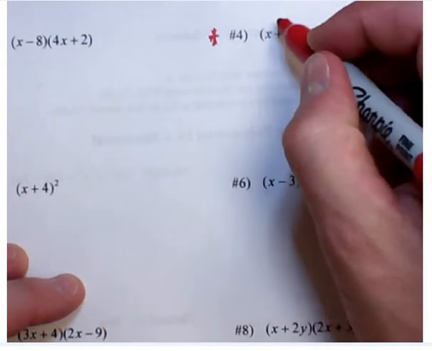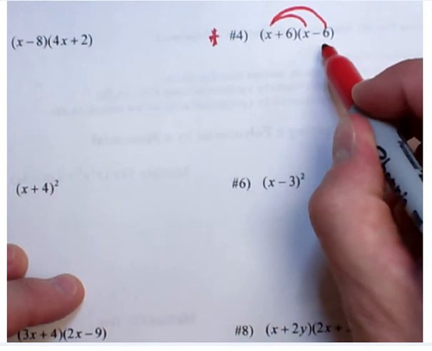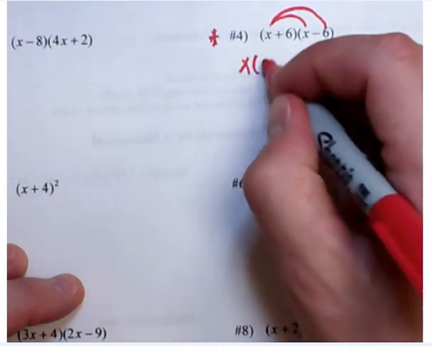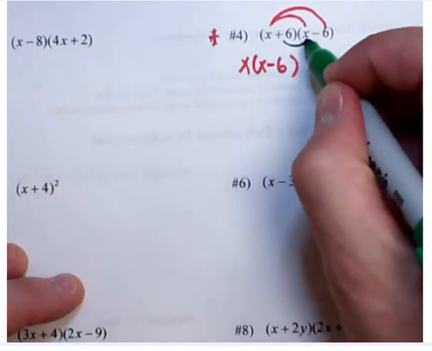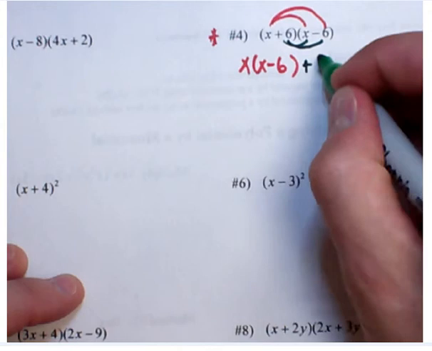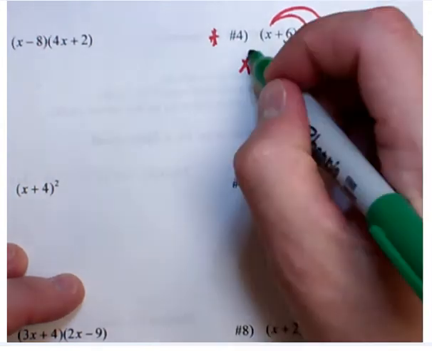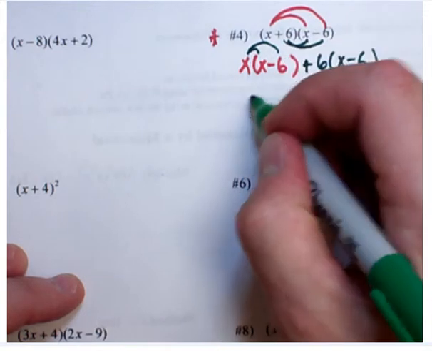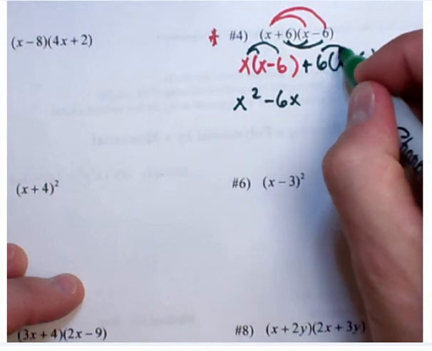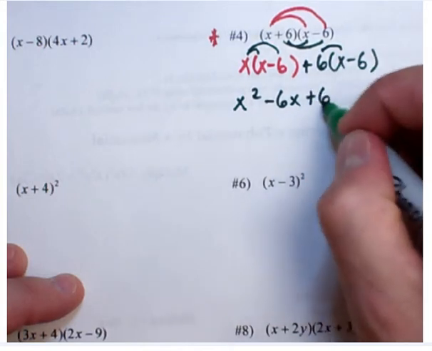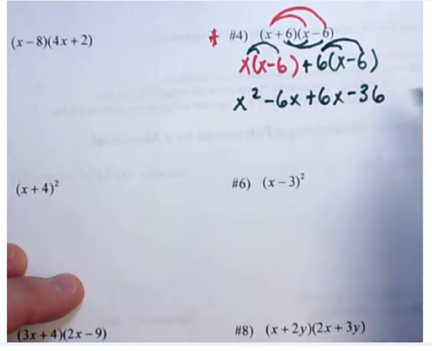Alright, so the first x has got to multiply the second set of parentheses. So x times x minus 6. And then the 6 has got to multiply the second set of parentheses. Now it's plus 6 times x minus 6. So let's distribute and then simplify. X times x, x squared. X times negative 6 is minus 6x. Positive 6 times x is plus 6x. And then 6 times negative 6 is negative 36.